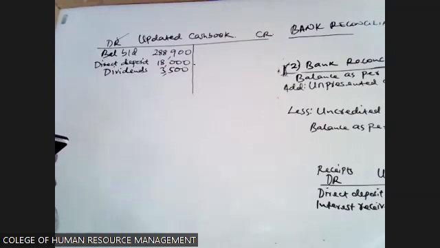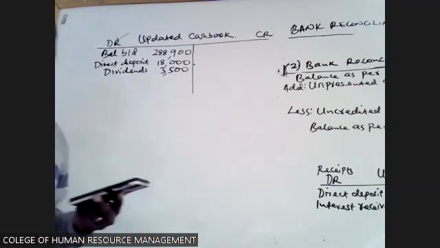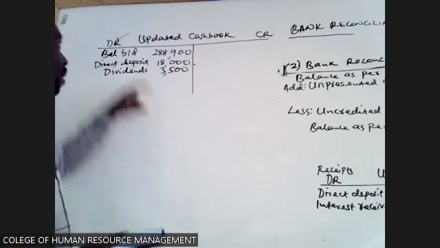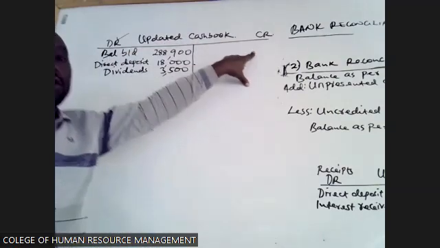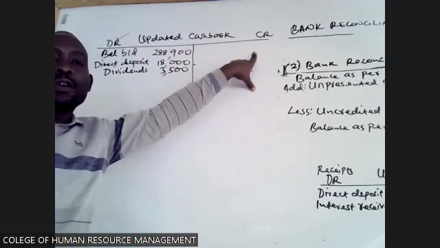The next figure on the credit of the bank statement is Onyango, 45,000. Can we find it on the debit of the cash book? Yes. So that one, we don't need to do it. And actually, we are through with updating the debit side. Now we go and update the credit.